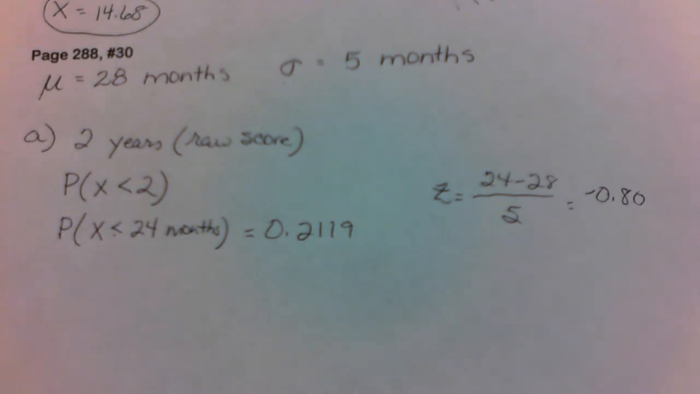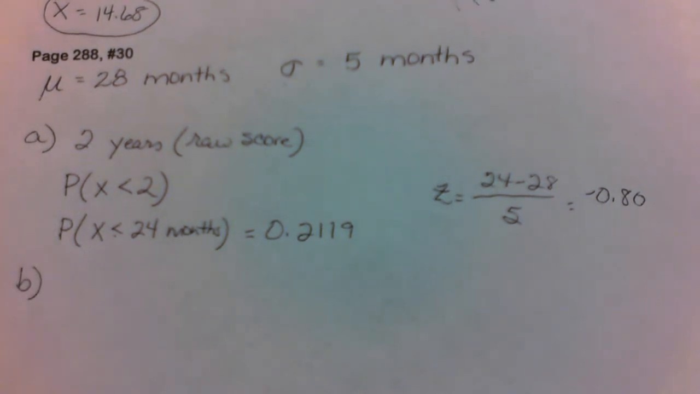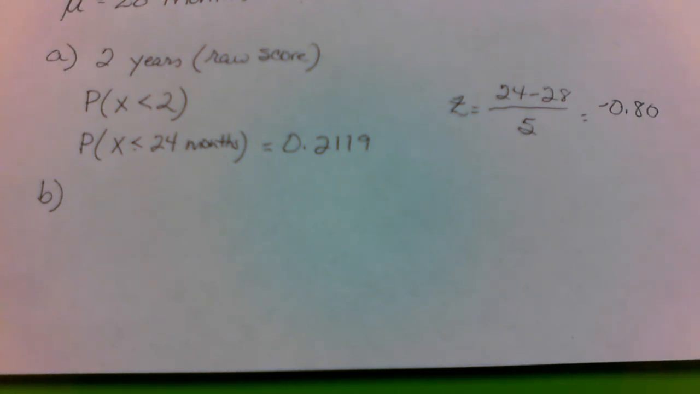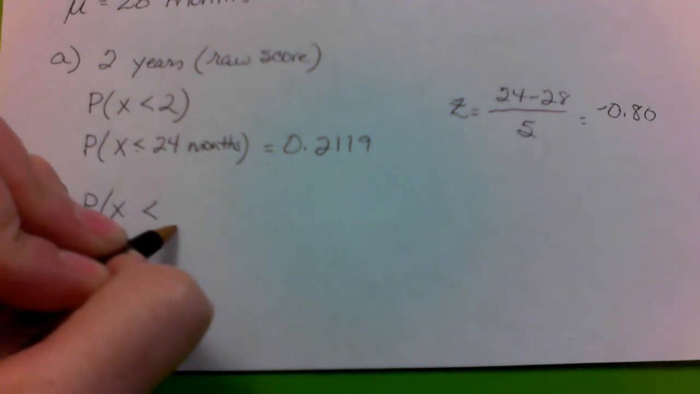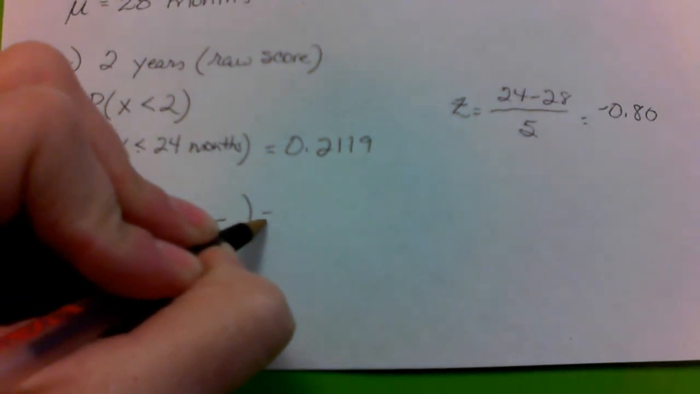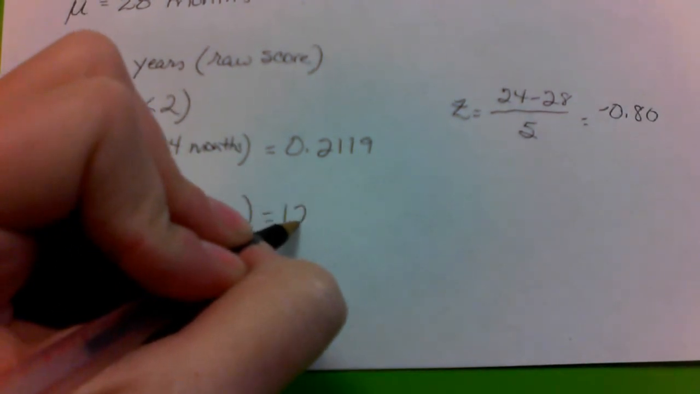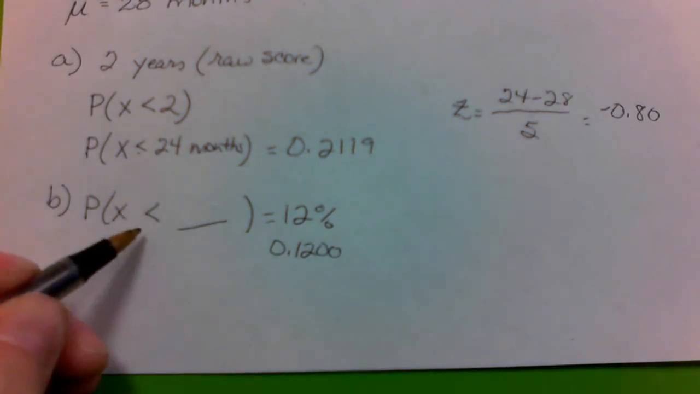All right, part B, it tells us we're going to apply the inverse. So that means they're going to give me a percentage or the probability, and I have to find the x. And it reads, if Acrotime does not want to make refunds on more than 12% of the watches, how long should the guarantee period be? So we're looking for the probability that x is less than some number. This is what we don't know. What we do know is they don't want to do it any more than 12% of the time. Probability 0.1200. Now it's a less than.